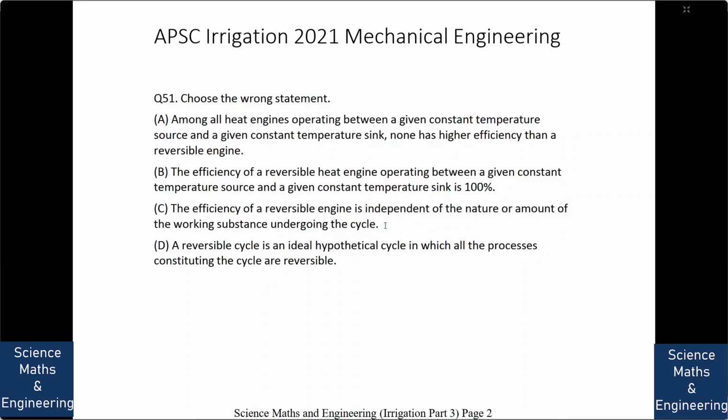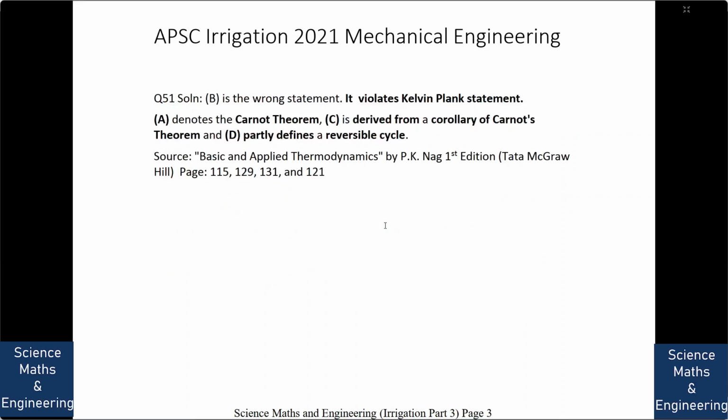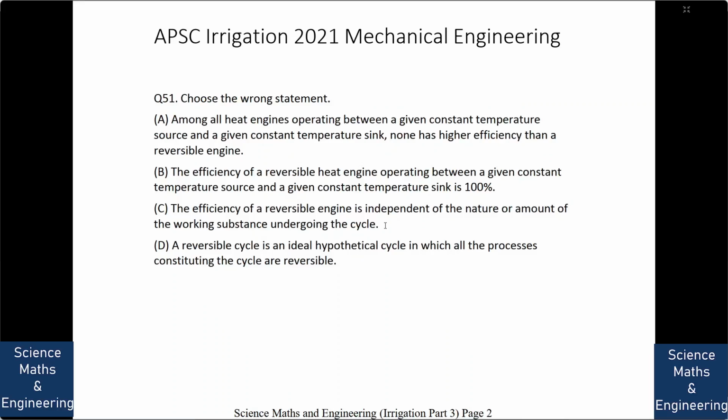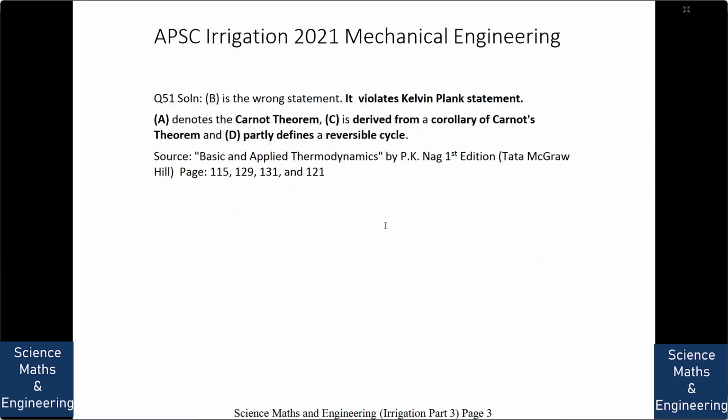So the answer is B. The efficiency of any reversible engine cannot be 100%, as it would violate the Kelvin-Planck statement, whereas statements A, C, D are all true. Statement A denotes the Carnot theorem, statement C is derived from a corollary of the Carnot theorem, and statement D is what partially defines a reversible cycle. If you have any more doubts, you can follow the source. We will go to the next question.